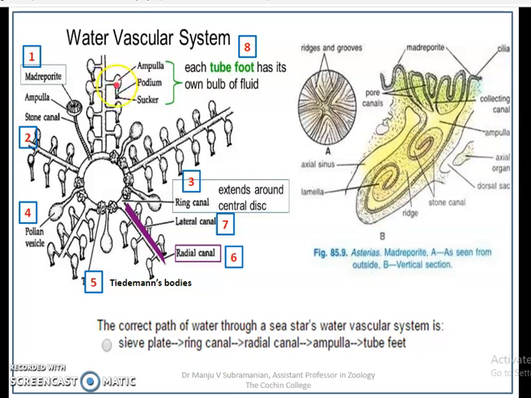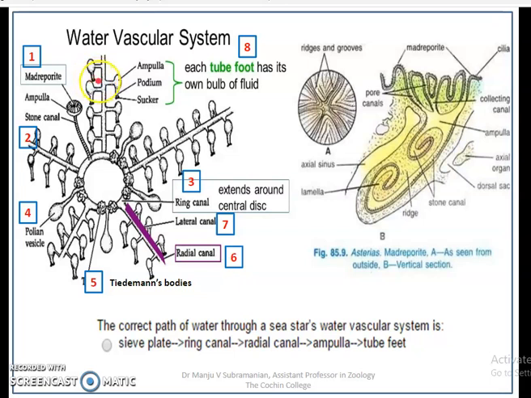The radial canal of each arm gives off, on the lateral sides, short lateral canals. As you can see, these short lateral canals are alternate in arrangement, one after another, and each lateral canal carries a tube foot at its tip.